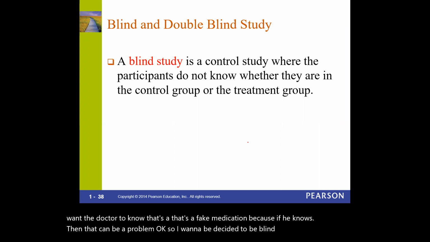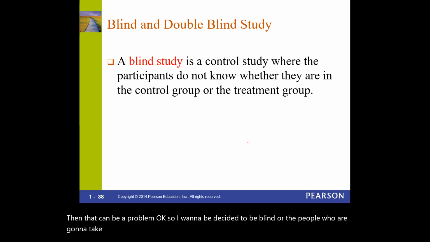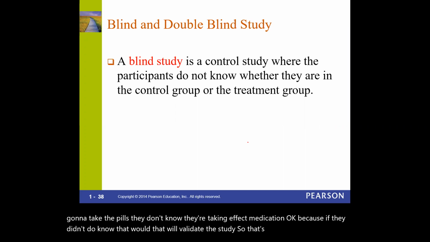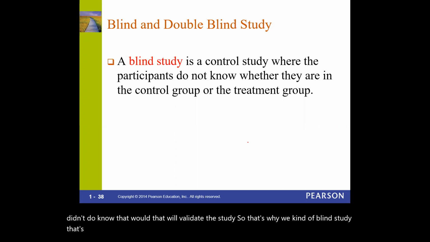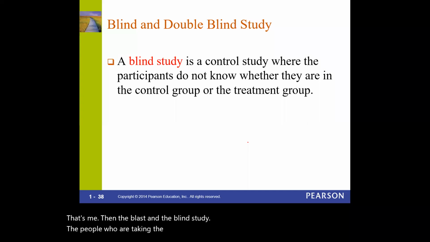Or the people who are going to take the pills, they don't know they're taking fake medication. Because if they do know, that will invalidate the study. So that's why we call it a blind study. That means that in a blind study, the people who are taking the medication don't know which one they're taking, okay? But only I will know it.